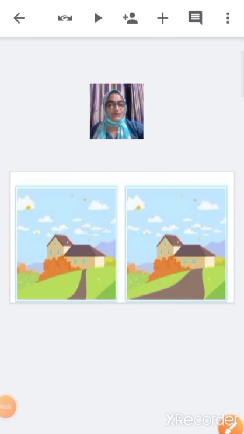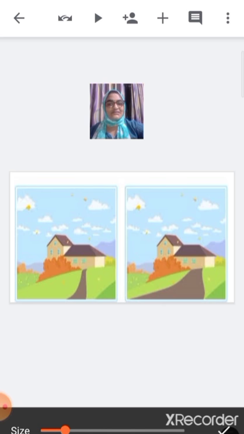Now the next one. Now children, here you can see two houses, right? And in front of the house there are two roads. Now this road is narrow. It is limited in size. The sides of the road are closer to each other. Whereas this road is broad. It is wide. Okay. So this is narrow and this is wide.